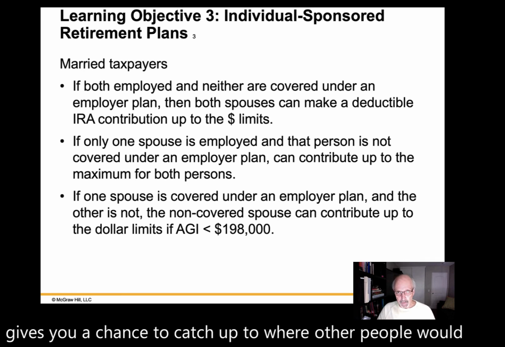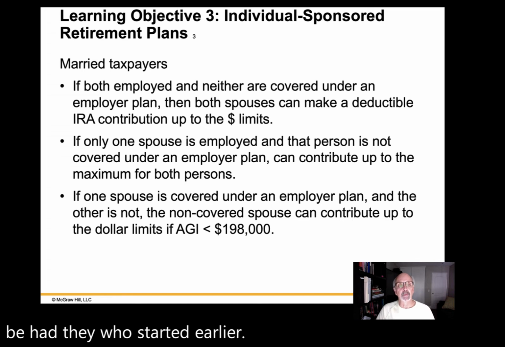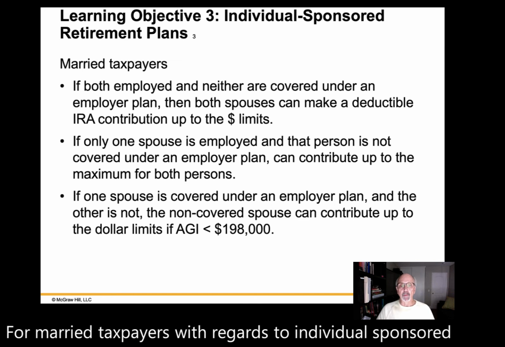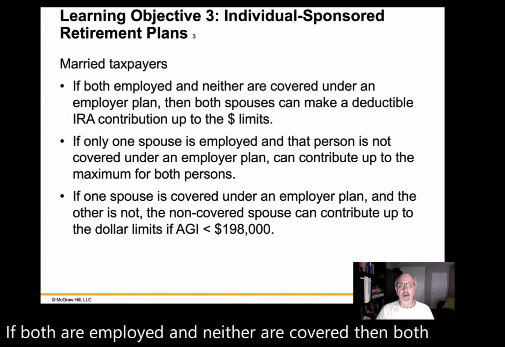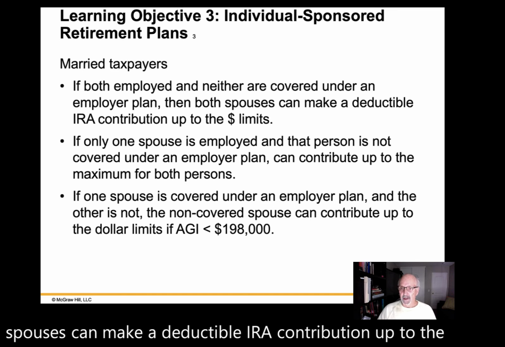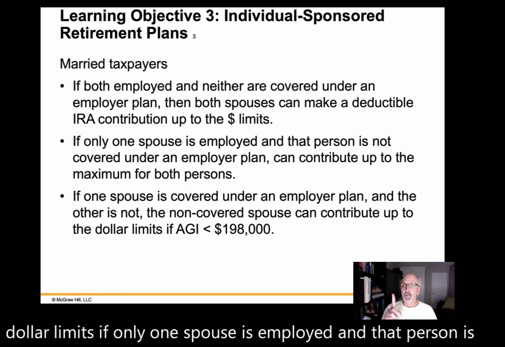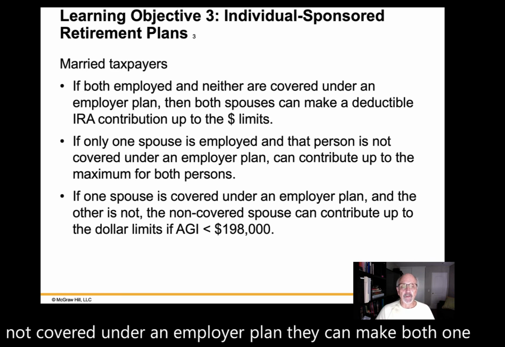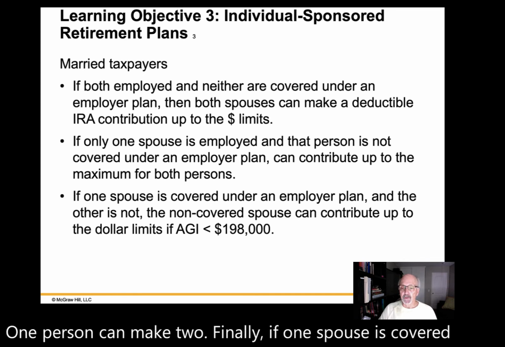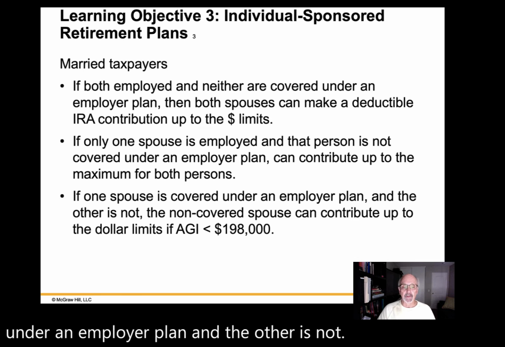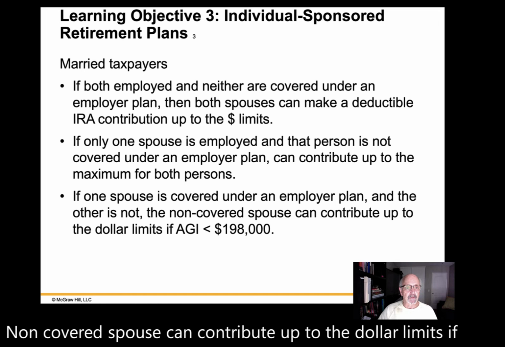For married taxpayers with regards to individual sponsored plans, if both are employed and neither are covered, then both spouses can make a deductible IRA contribution up to the dollar limits. If only one spouse is employed and that person is not covered under an employer plan, they can make both. One person can make 2. Finally, if one spouse is covered under an employer plan and the other is not, the non-covered spouse can contribute up to the dollar limits if AGI is less than $198,000.